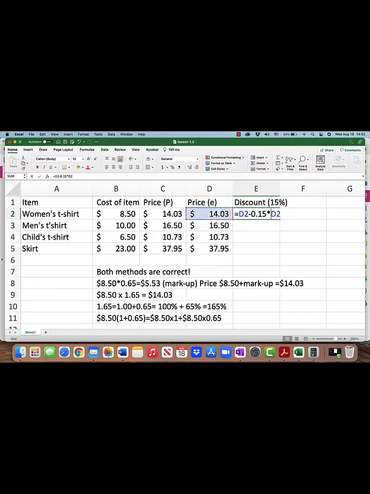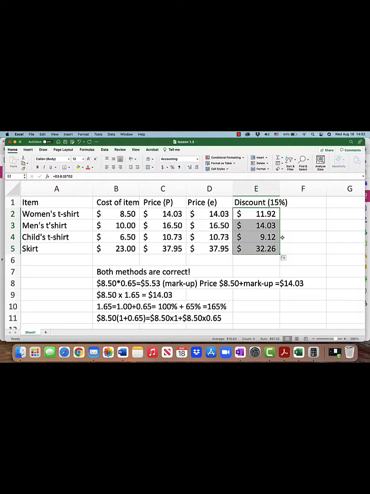Okay, so in other words, look at this formula again. It's D2 minus 0.15 times D2. It's these two operations written in one formula. You see it? Okay. Alright, so now we can either double click on that box in the bottom right corner, or we can drag it down to repeat the calculations for each item. And make sure you put that in your notes of what the discount would be.